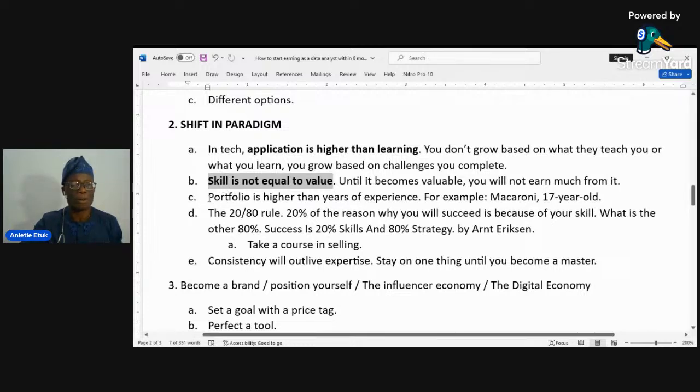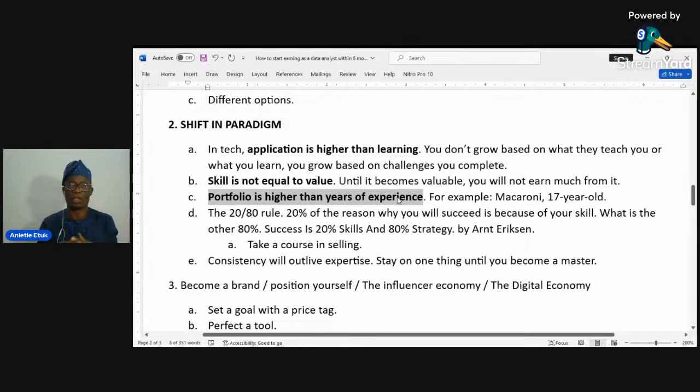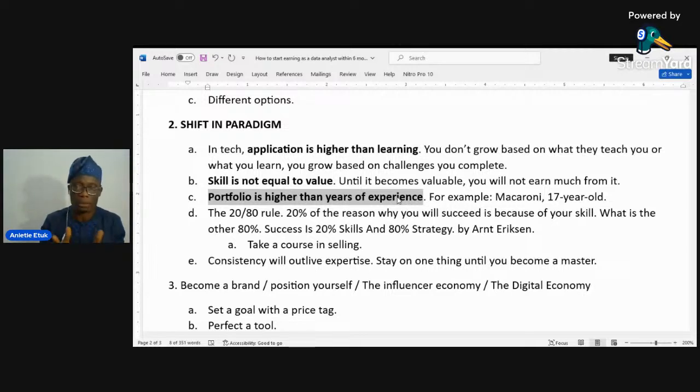Number three is portfolio is higher than experience. That's the next paradigm I want us to shift. Most of us bank on years of experience a lot. Portfolio is higher than years of experience. That's why you have somebody like Macaroni doing comedy skits, and check out what he's earning. Yet you have somebody who read theater arts, is in the movie industry, and for a period of 10 years has been in only five movies. Are we together? But Macaroni, I don't know what his background is academically, but you see the number of movies he releases every month.